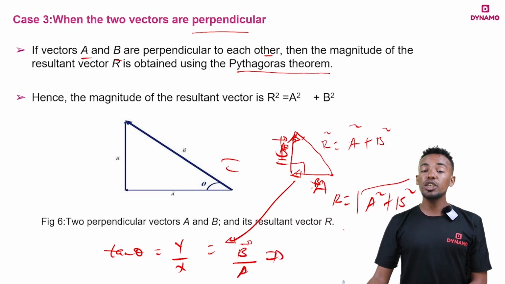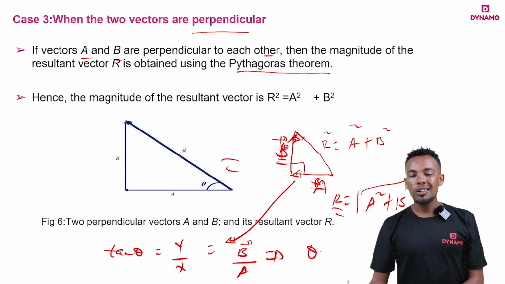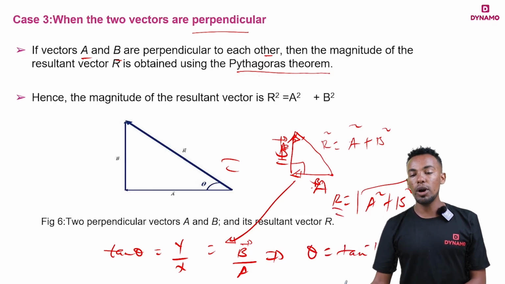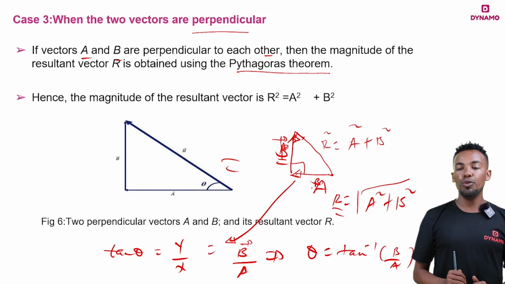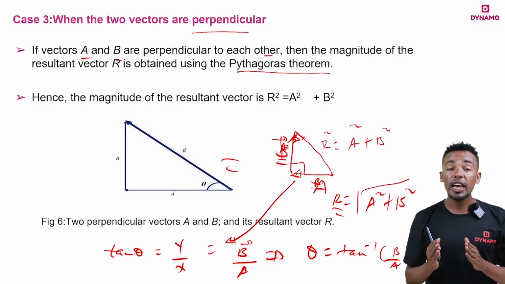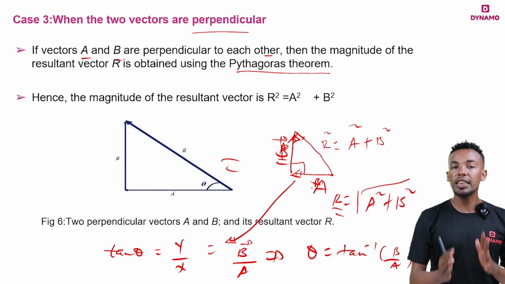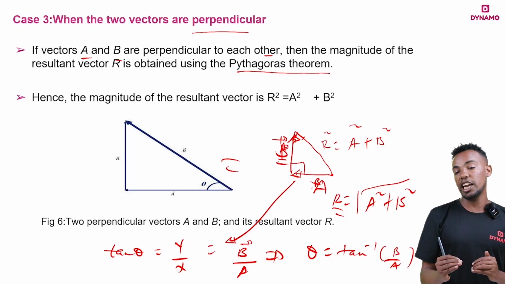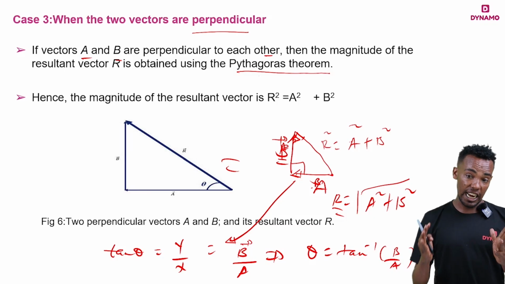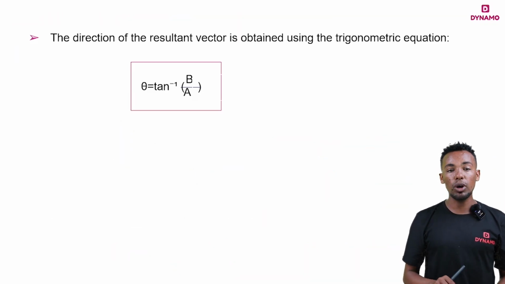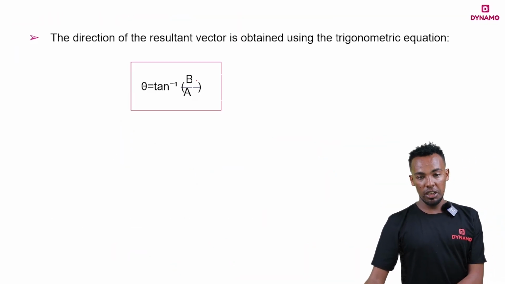So to know the direction of the resultant vector, theta is equal to tan inverse of what? Vector B over vector A, or the component on the Y direction over the component on the X direction. This is how we get the direction of the resultant vector. The direction of the resultant vector is tan inverse of this.